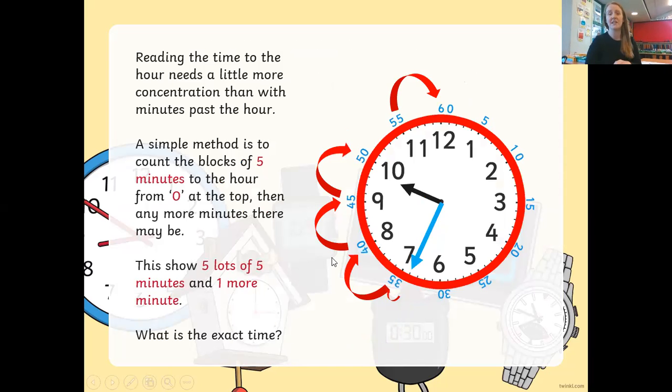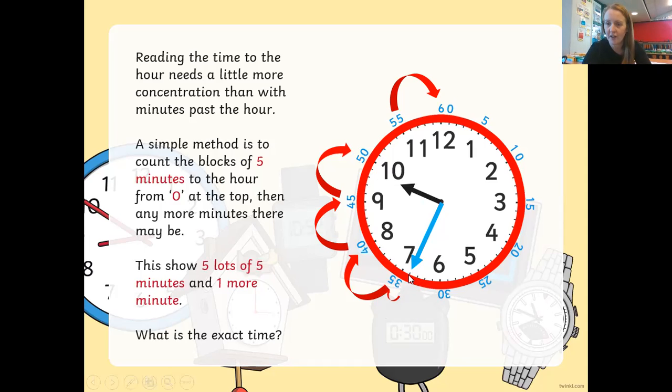Reading the time to the hour needs a little more concentration than with minutes past the hour, because past the hour we can see quite clearly, counting in our fives, how many minutes go past. A simple method is to count the blocks of 5 minutes to the hour from 0 at the top, so you could work backwards. For example, here, with this blue hand, you could go 5, 10, 15, 20, 25, and then there's one more making it 26. So you could say there are 26 minutes left until the hour hand gets to the 10. 26 minutes to 10. Okay, so you could do it like that.